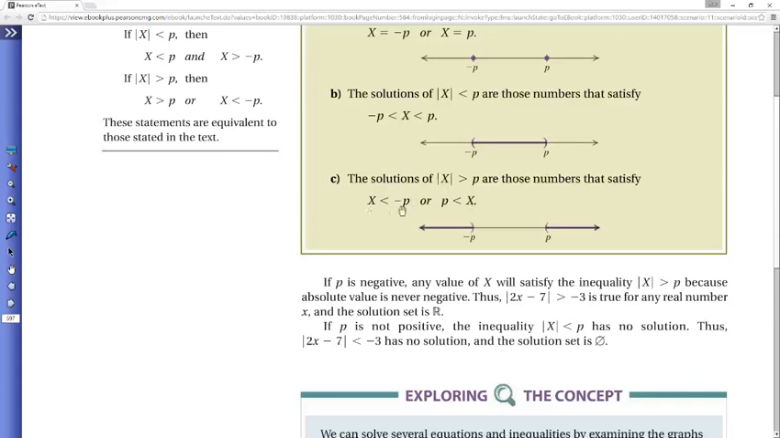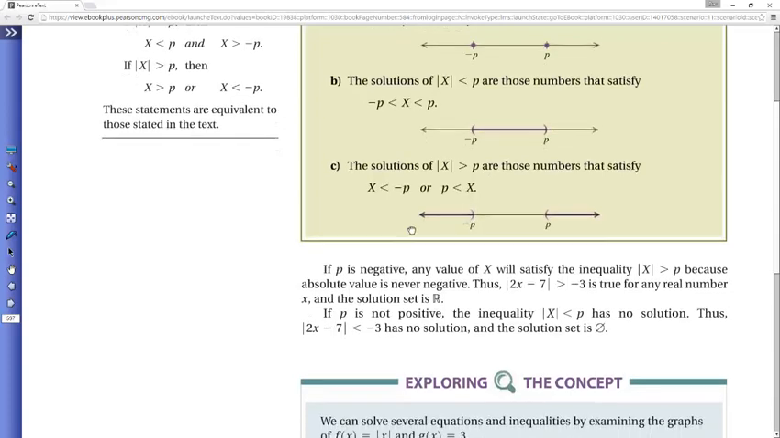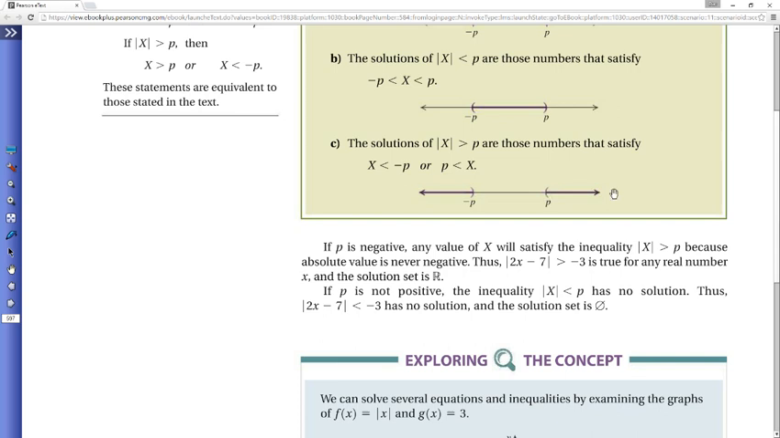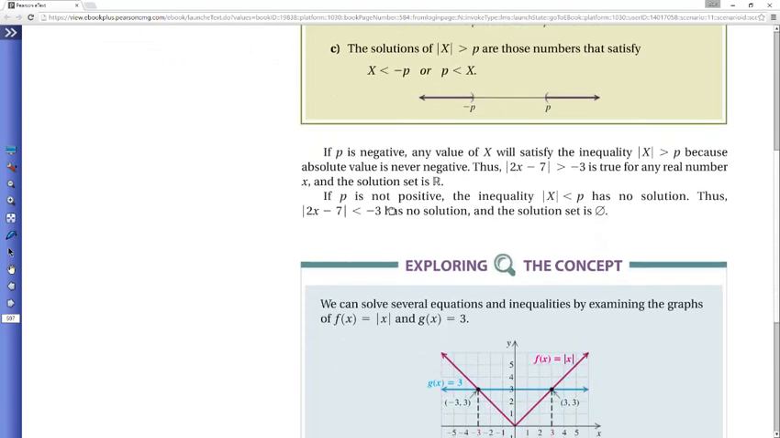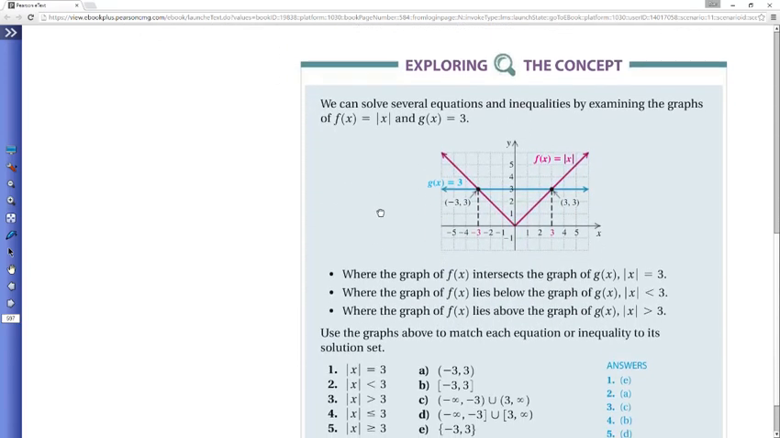In this case, I go with the solution here. It says this expression will be less than negative p, or p is less than x, or I could say x is greater than p. Okay? Or in other words, my expression is greater than the positive version of that and less than the negative version of it, because when I hit the positives, I'm going to end up with everything to the right of that is greater than. When I get to the negatives, everything left of that will work. Okay. Now they're going to get into some concept stuff here.